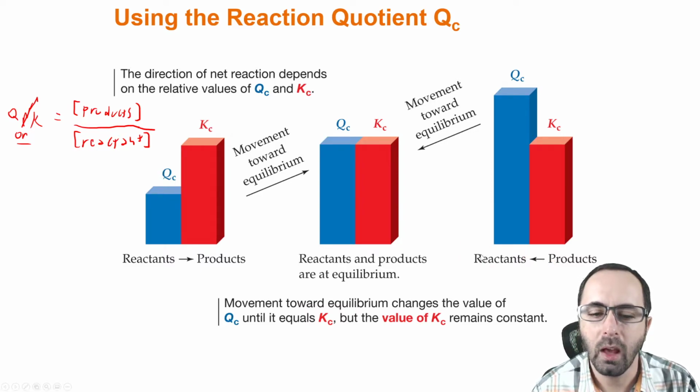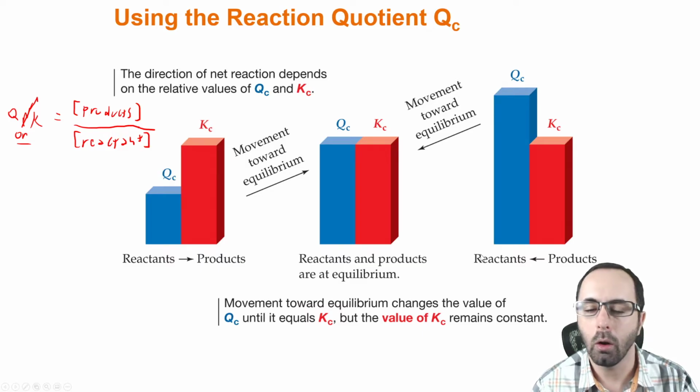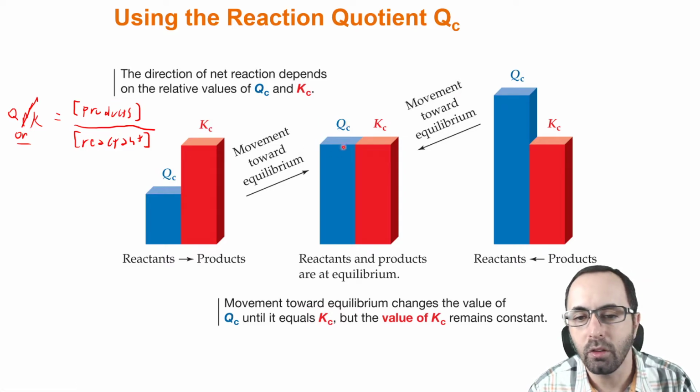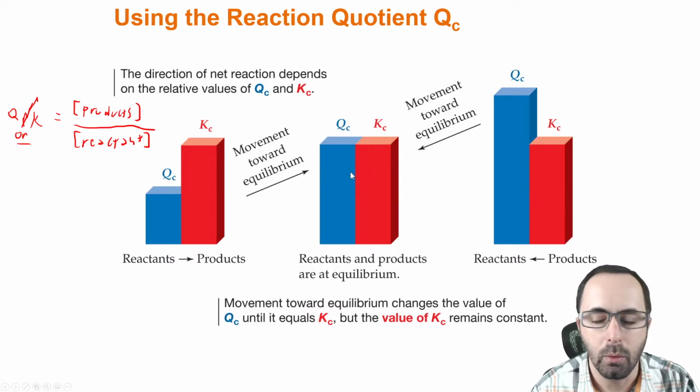And so the purpose of calculating Q here is to figure out, are we at equilibrium? Or is this reaction in a situation where it needs to make more products to be at equilibrium? So as more and more products are made, the Q will get bigger and bigger until it finally reaches K, and then the reaction will be at equilibrium.